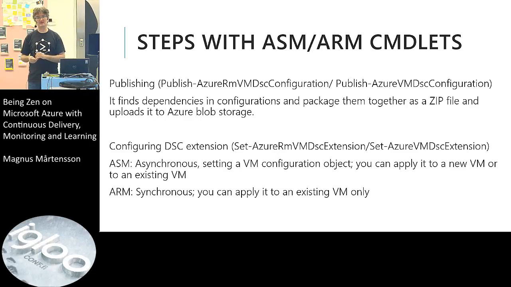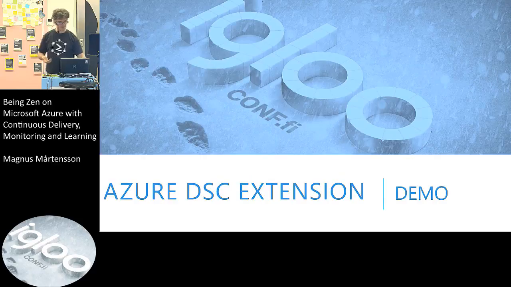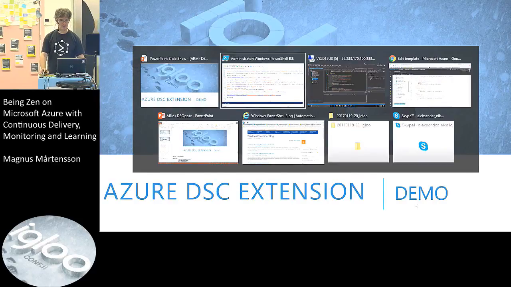The interesting thing is to notice the difference between Service Management and Resource Manager. For Service Management, we can use it with a new or an existing machine. With ARM, we need to apply it to an existing machine. So once you start working with the ARM template, you will have dependsOn saying that first you need to have a VM, and then you can have an extension for it. So let me show you a DSC extension demo.